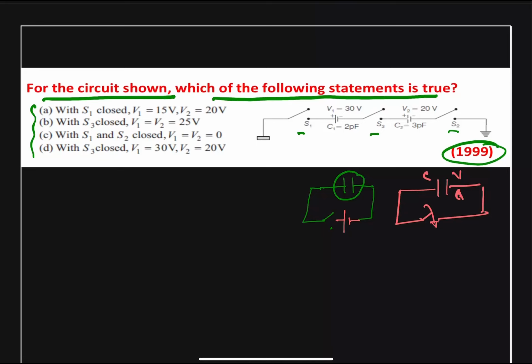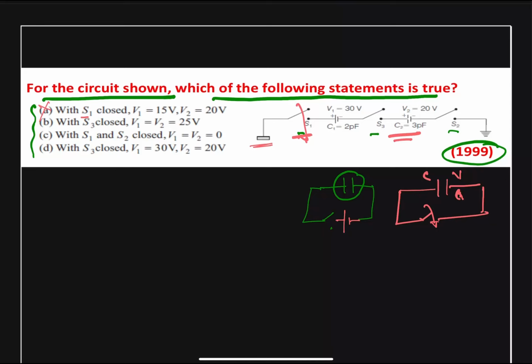So in the first case, when switch S1 is closed alone, the positive end is no doubt connected to ground, but the negative end is still open. So the circuit is not complete, so the voltage across the C1 capacitor, which is 30 volt, is not going to change. Obviously V2 is isolated itself, so there will be no change. So option A is incorrect.